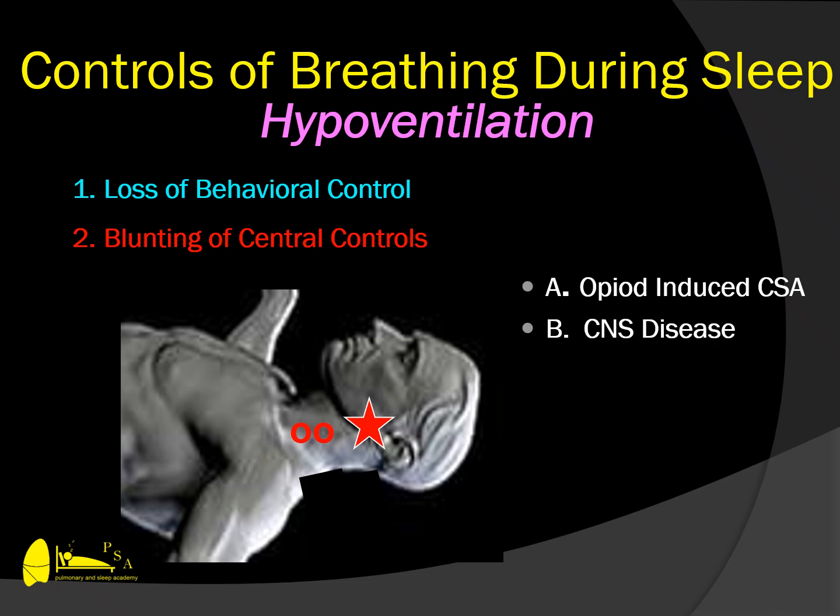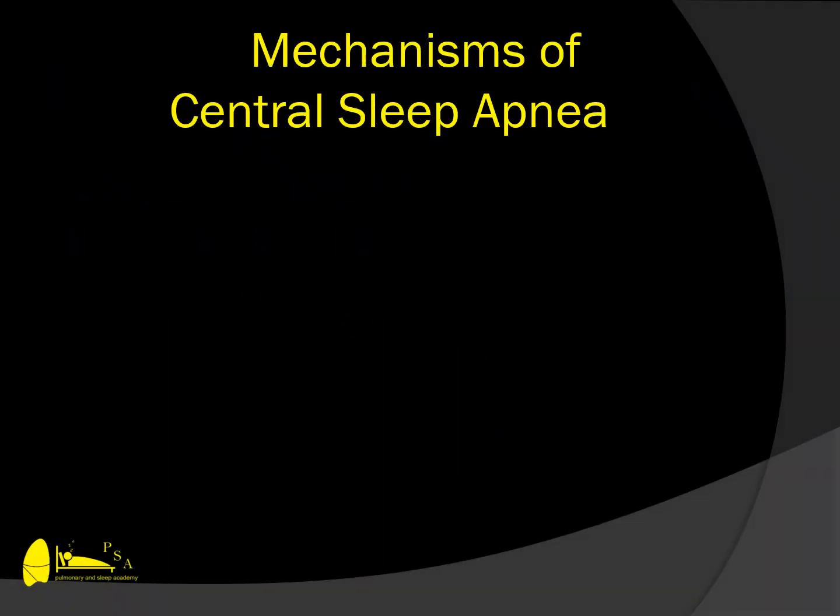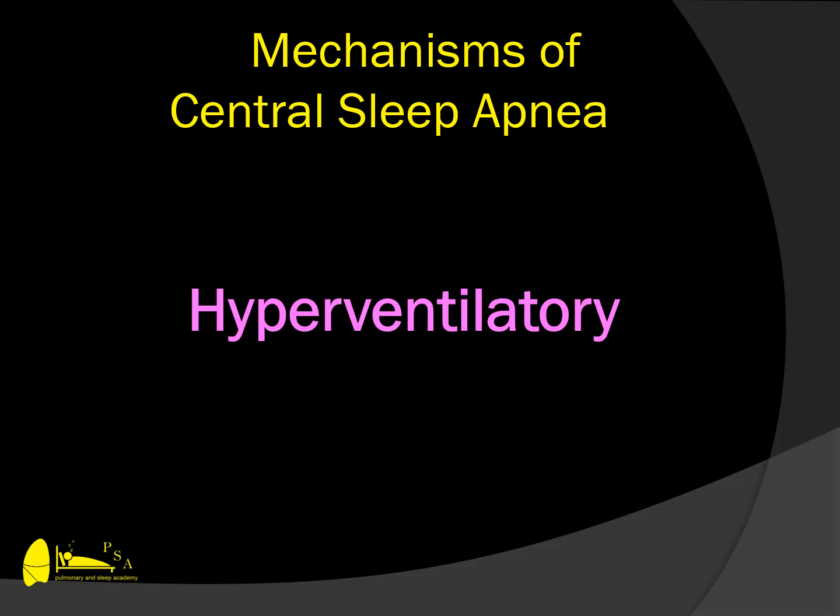There also are diseases of the central nervous system that can contribute to this, sometimes acutely, such as encephalitis or even a large stroke where we lose those central controls. And then there's also some neuromuscular diseases that result in hypoventilation even throughout the day and then become exacerbated during the time we're asleep. So now let's return to that mechanism of hyperventilation and expand on our understanding of this process.